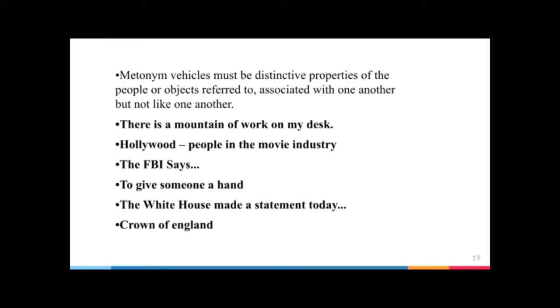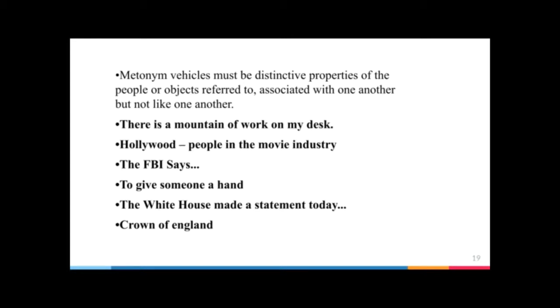So here we have some examples. If you say, there is a mountain of work on my desk, this is completely normal. Someone can say that in regular American English, right? But what you are really saying is that there is a pile of work on my desk, and pile and mountain are distinctive, but they are related somehow.